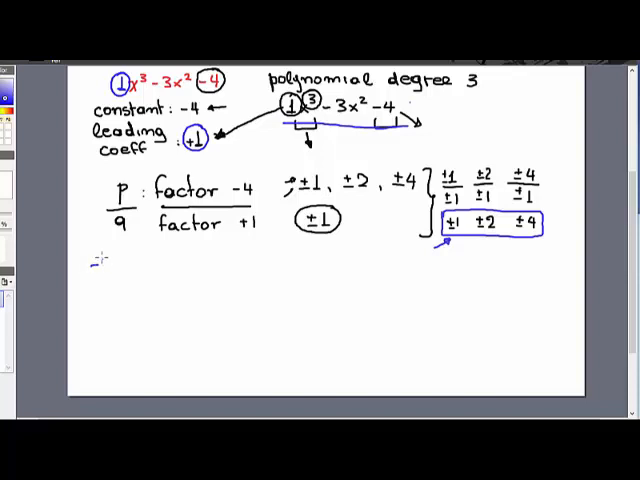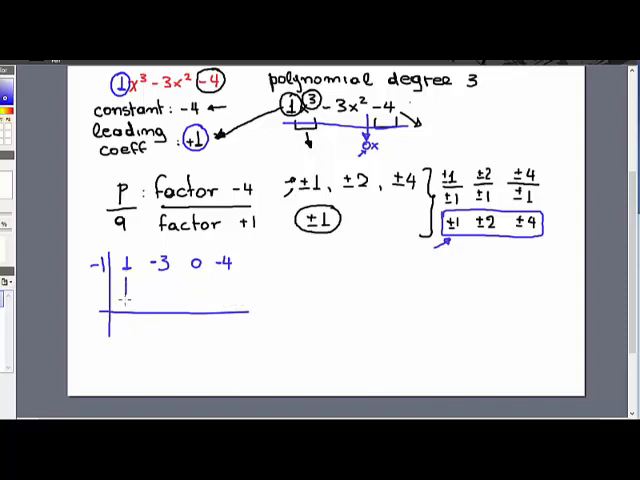So, let's try -1. Now, the polynomial that you have is x to the third, the first coefficient is 1, -3x squared, the second coefficient is -3, and -4. But we are missing a term here, and the term is 0x. So this means that you need to add the 0 in order to perform the synthetic division correctly.